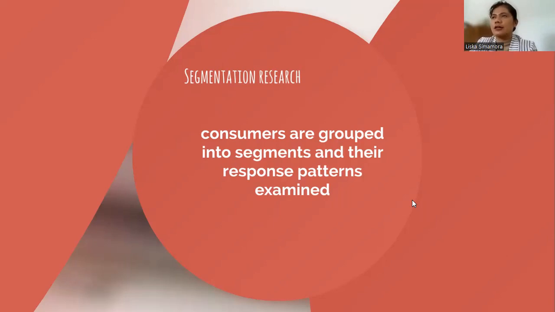1 for totally disagree, 2 disagree, 3 agree, and 4 totally agree. Most younger people choose number 4, but the older people choose number 3, most of them. So that is the segmentation research. We want to see the pattern for the same question, but for different segments. Okay, that is the segmentation research.